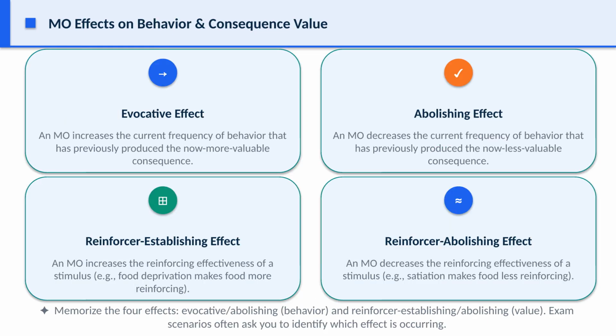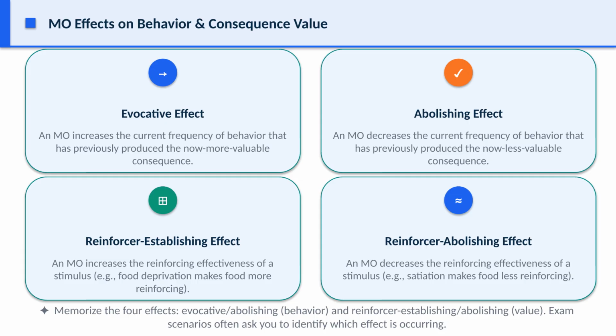Motivating operations don't just make you want something more or less. They directly change how often you engage in behavior and how powerful a consequence becomes. On the BCBA exam, you'll need to distinguish between the evocative and abative effects on behavior and the reinforcer establishing and reinforcer abolishing effects on consequence value. For example, food deprivation is a motivating operation that has an evocative effect. It increases the frequency of behaviors like opening the fridge that previously produced food. At the same time, it has a reinforcer establishing effect, making food itself more reinforcing.